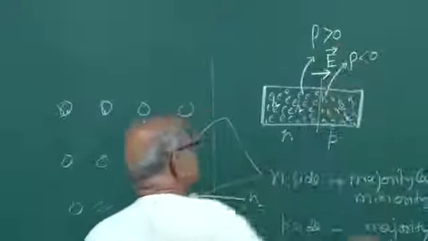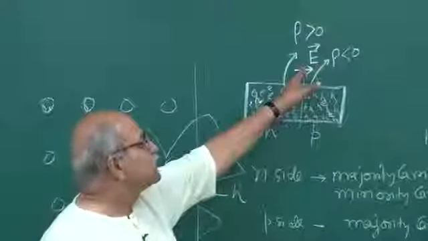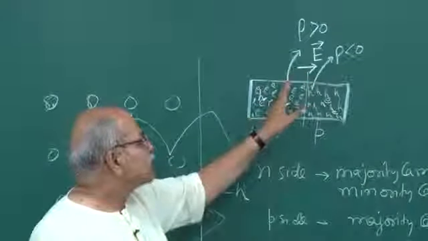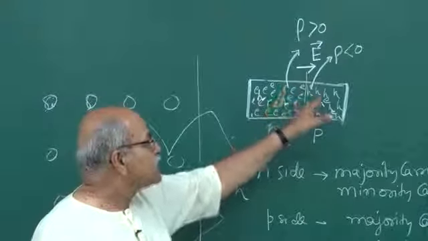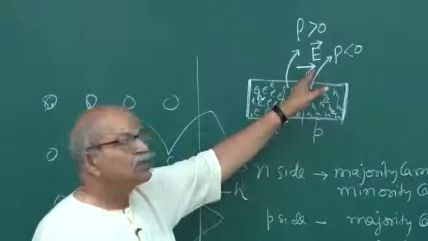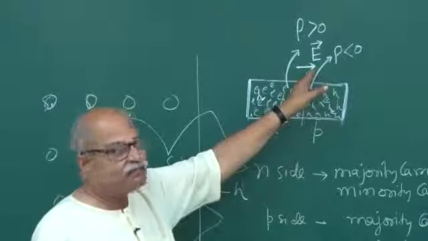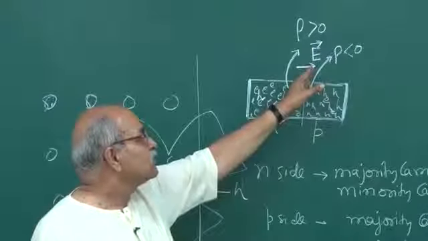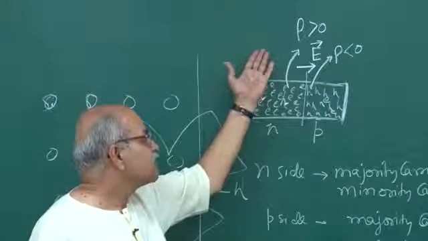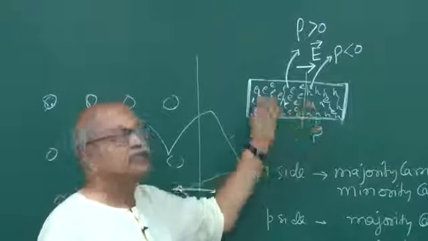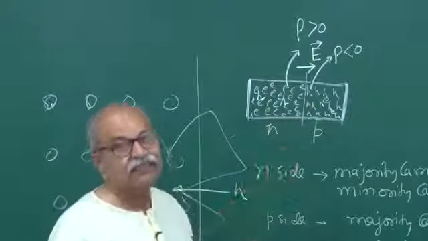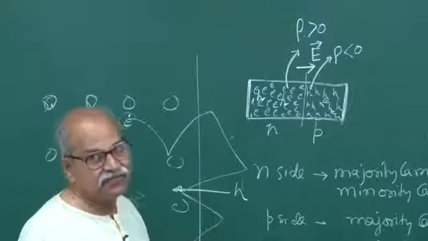And this electric field will oppose diffusion. Okay? If the electrons are trying to come from left to right and the electric field is also in the same direction, the force on the electron is in the opposite direction, since it is a negative charge, and therefore that force will resist diffusion, will oppose diffusion.